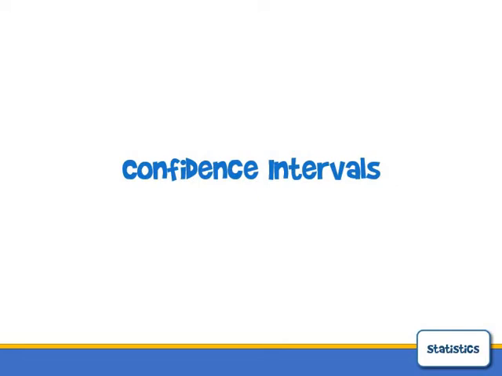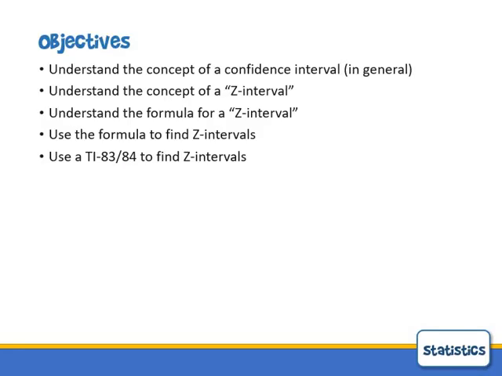So there's quite a bit packed in here, and I might have to cycle around the ideas a little bit, but hopefully by the time we get to the end, we'll have a good understanding of what is a confidence interval, and specifically how do you compute a z-interval with or without a calculator if you didn't have access to the calculator. So that's our objectives here.